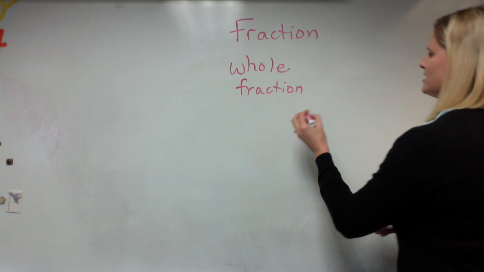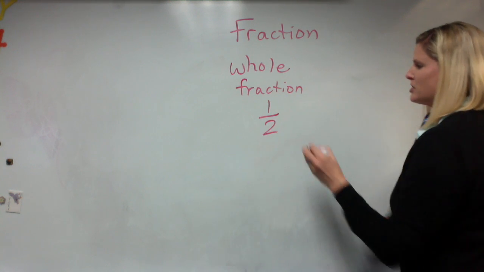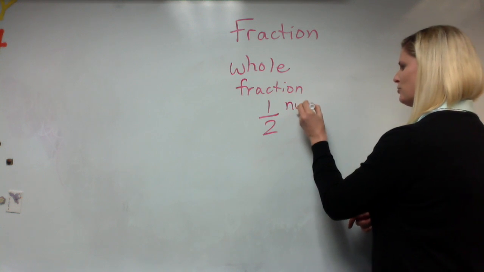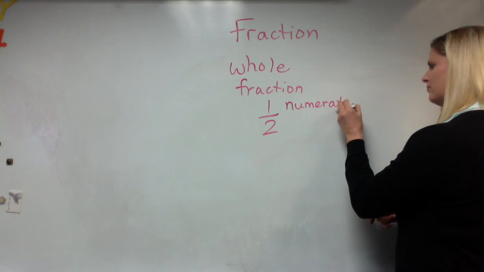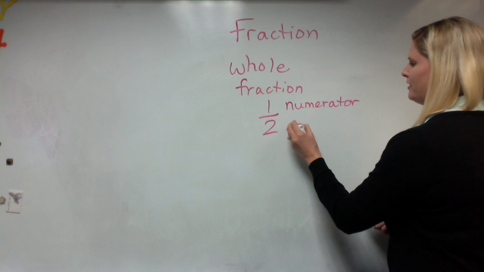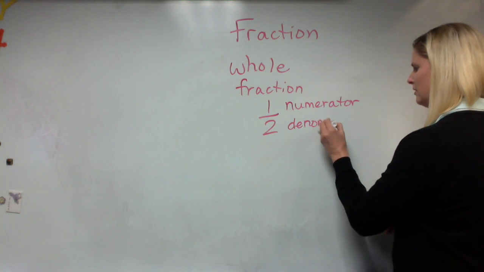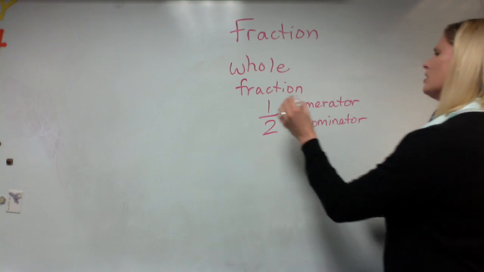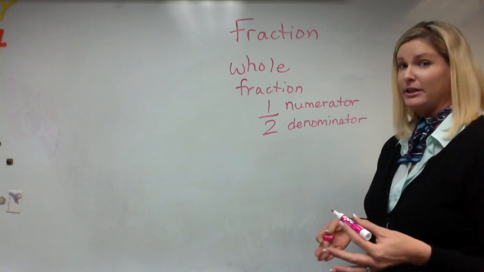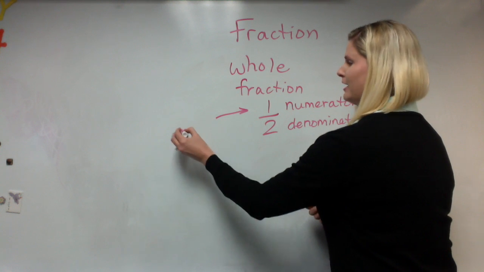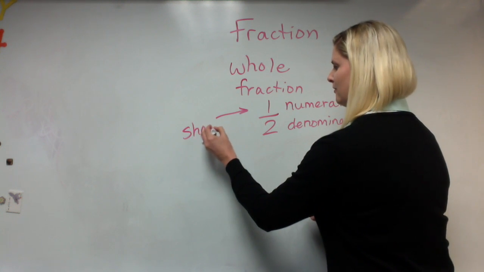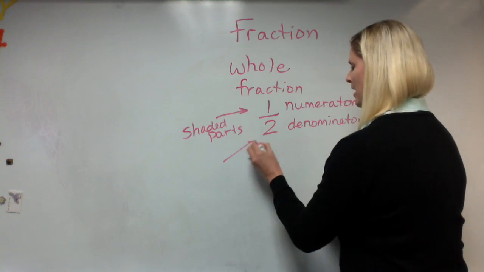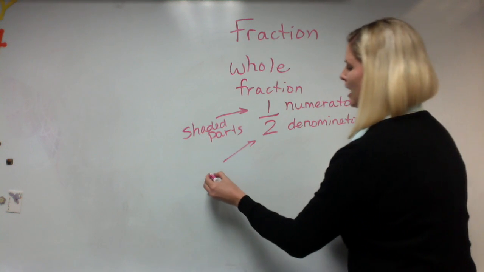If you have a fraction such as 1/2, the top number is called something and the bottom number is called something. You've got the top number, which is the numerator, and the bottom number is called the denominator. And when you're thinking about a fraction in relationship to a picture, the top number is going to be how many parts are shaded in. And that bottom number, or the denominator, is going to be how many parts total.